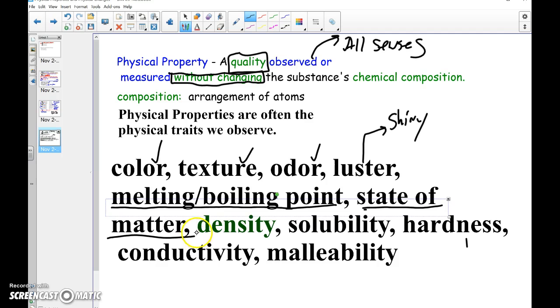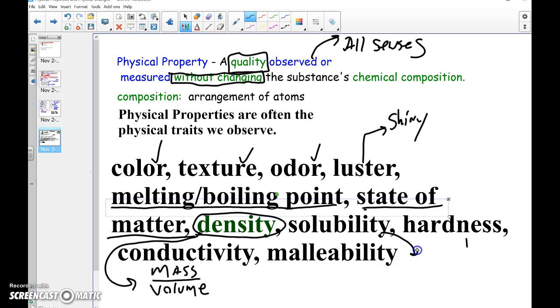Okay? Density is a physical property, and we're going to talk about this in some detail. But density is something's mass divided by how much volume it takes up. So like paper, real low mass takes up a lot of volume. A small rock, real high mass takes up not a lot of volume. And there's a relationship between mass and volume that is a physical property. And that's something we call density.